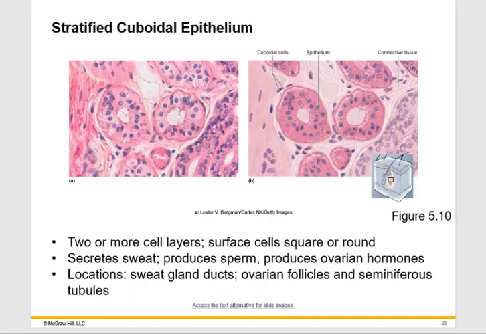There are other types of stratified epithelia. There is a stratified cuboidal, much more rare, very specialized functions, things such as producing sperm within the seminiferous tubules, helping to move eggs within the ovarian follicles. So more rare, but we can still look at the picture and see. Here's that nice basement membrane. And notice how you have nuclei sitting on top of each other. That's how you know it can't just be simple cuboidal. It must be stratified cuboidal.